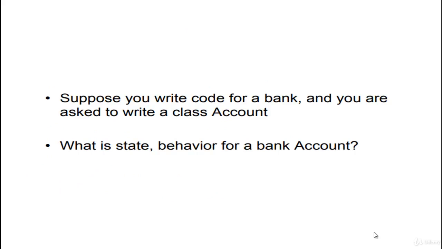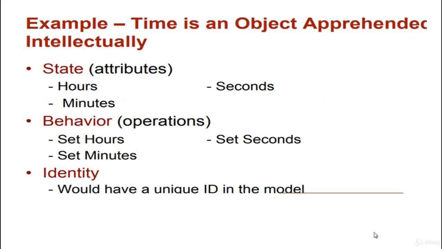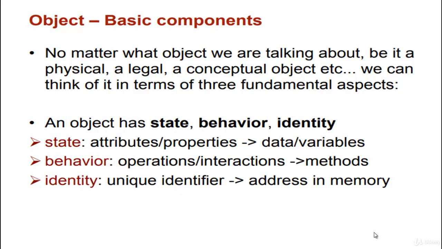Suppose you are to write a code for a bank and you are asked to write a class account. So in this case, you can pause this video and see what is the state and the behavior for a bank. So you can pause this video and take some time and think. Once again, state refers to the attributes or properties. That means data and variables. Behavior, operations, interactions. So those are called methods.